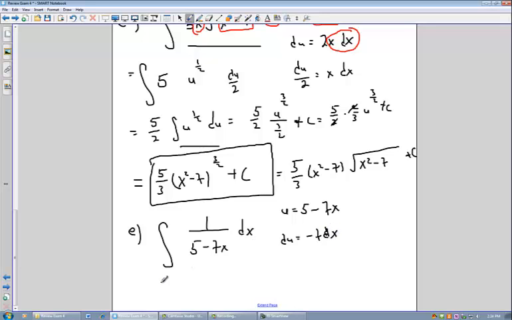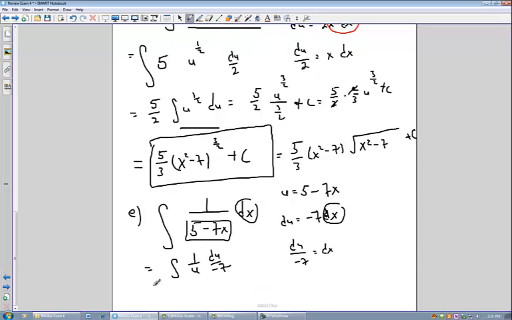And you go to plug back in over here, and this is your u. And then you're just left with dx. So it's going to be the integral of 1 over u. And then you just have this dx, so you need to divide by this negative 7, so you get du divided by negative 7 equals dx. So this is du divided by negative 7.